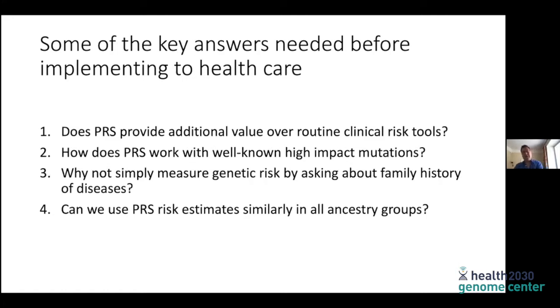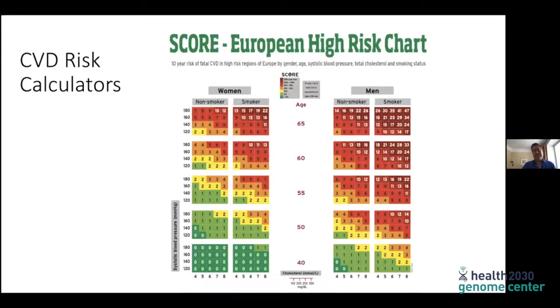Third question, why not simply measure genetic risk by asking about family history of the diseases? That is of course a very simple question, and why bother with all of these types of tools? This is a question that I often get when I give these types of talks. And the fourth one is, can we use polygenic risk estimates similarly in all ancestry groups? I think these are some of the very fundamental key questions that we need to answer, and I hope to go through these over the next 20 minutes or so.